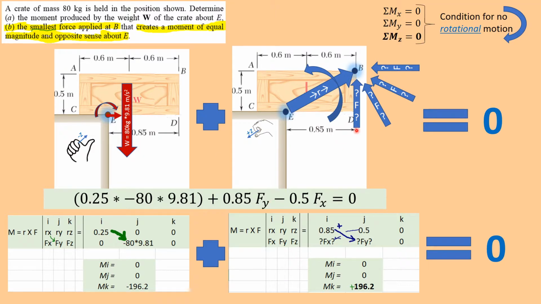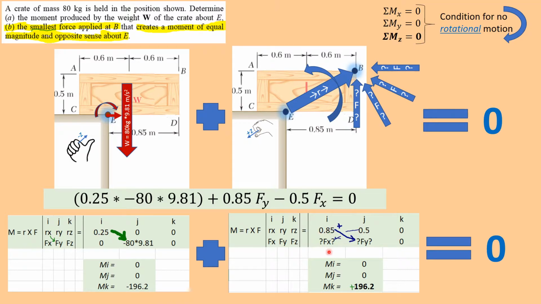So here is our second pair with our position vector coming from E up to B. So over here at our cross product, we're going to the right 0.85 and we're going up 0.5. That's just the dimensions of the crate from E to B. So positive, positive. And our force up here at B, this is what we're going to solve for.